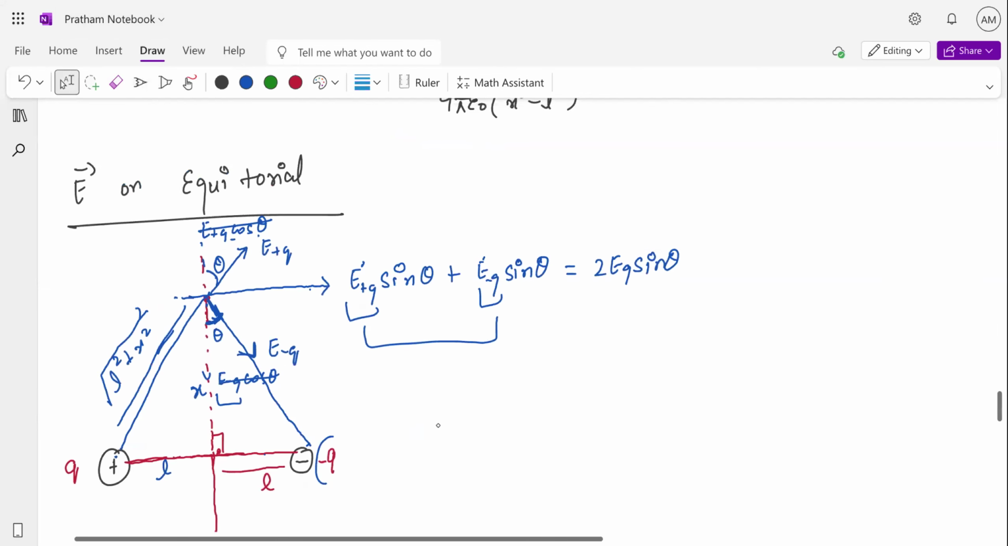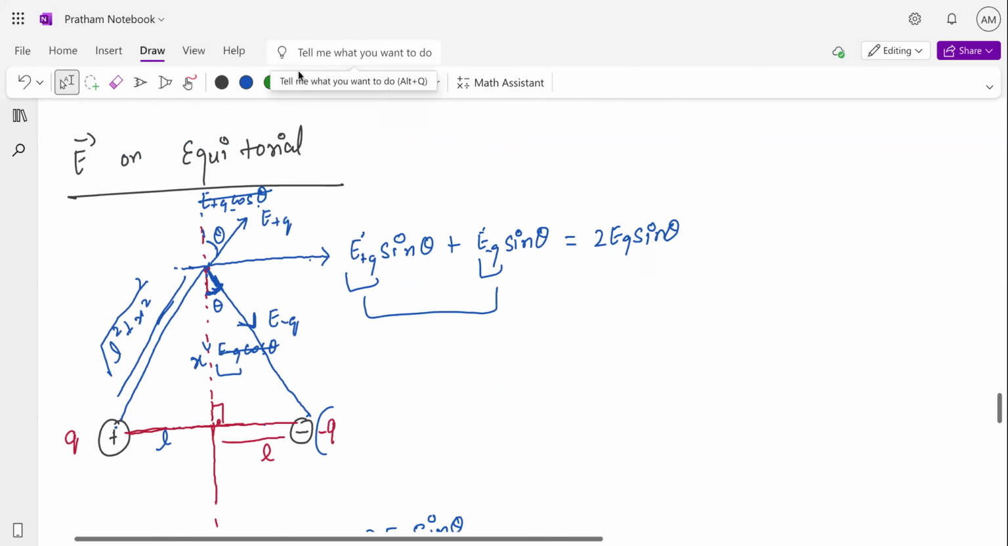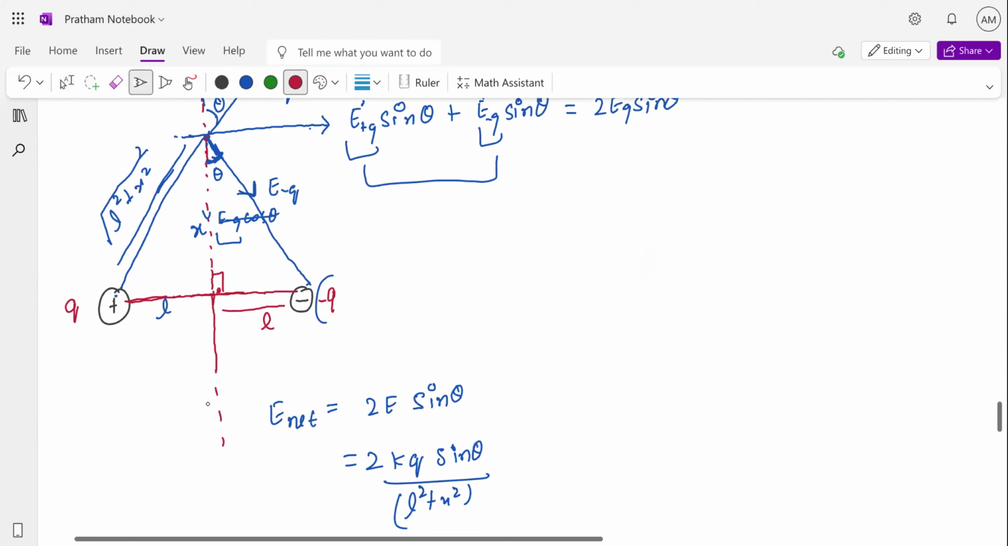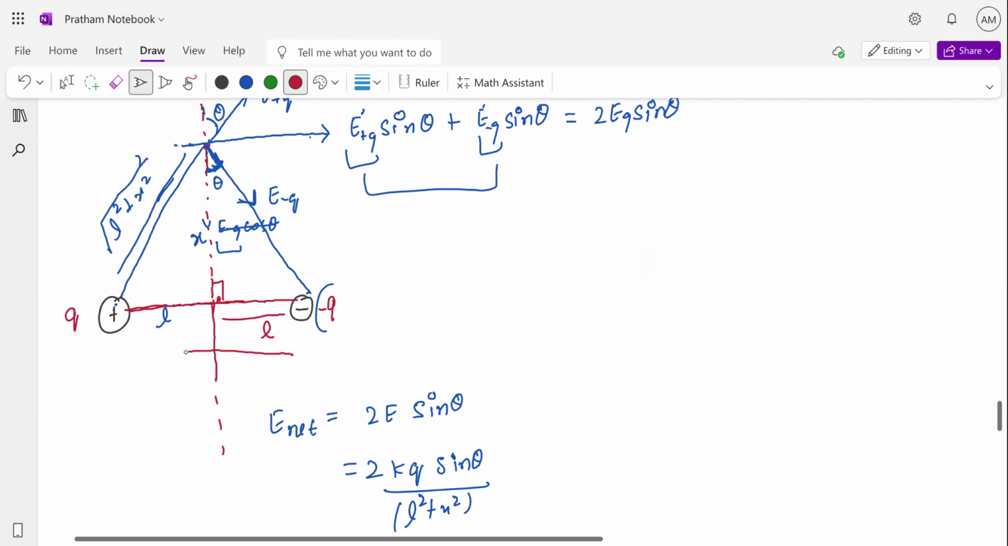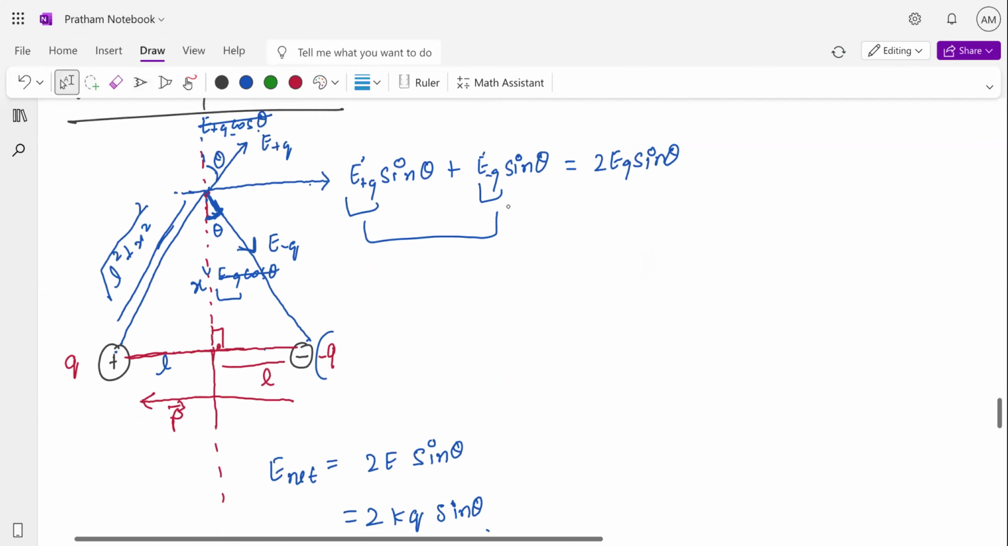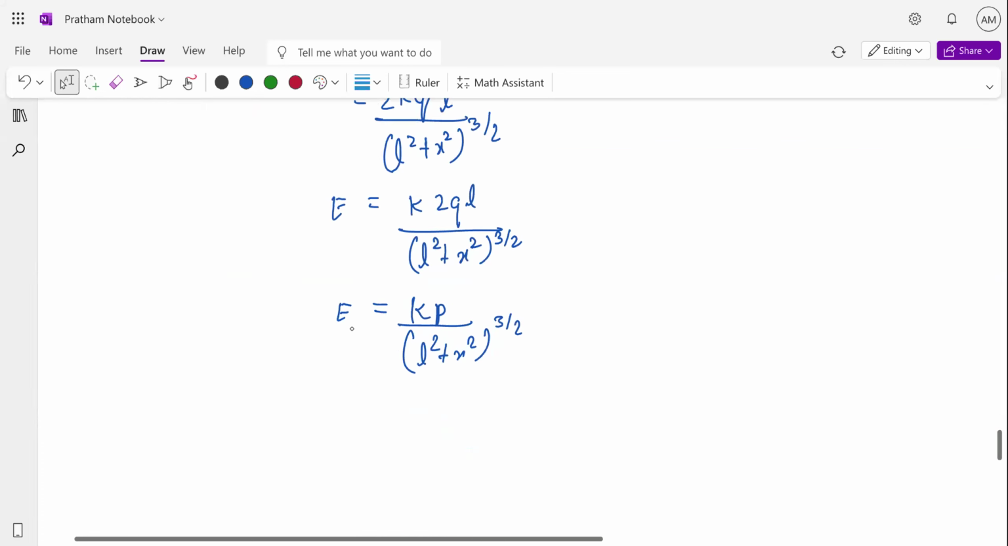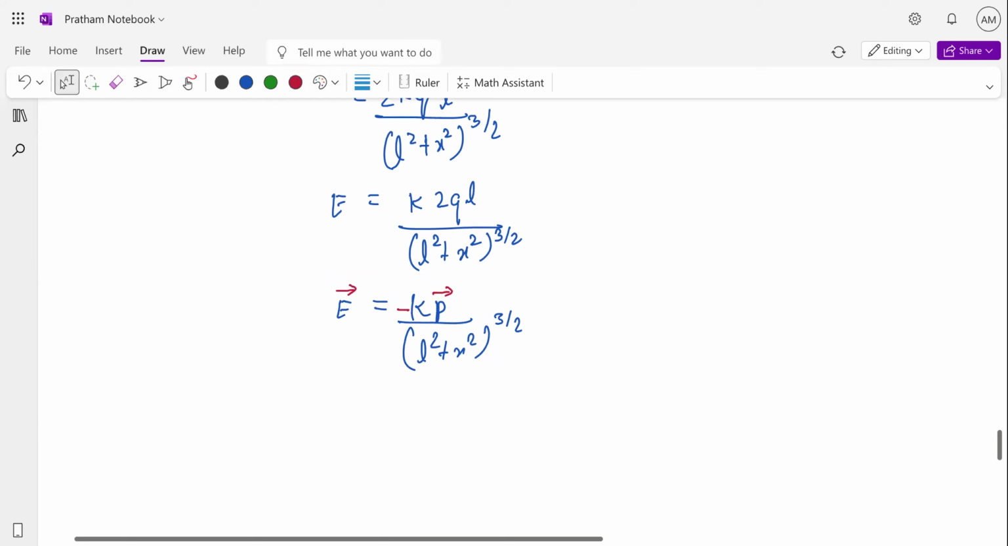Now let's talk about the direction. What is the direction over here? This is the direction of P, right? And what is the direction of electric field? This. So you can see here the direction is opposite, so I can simply put a negative. Basically, my electric field is in the opposite direction of this P. Is that clear? Okay.